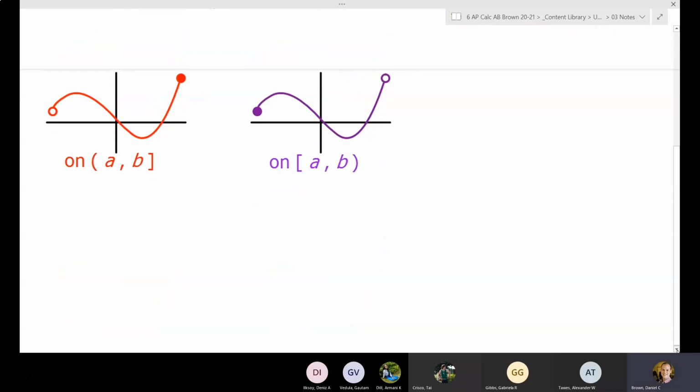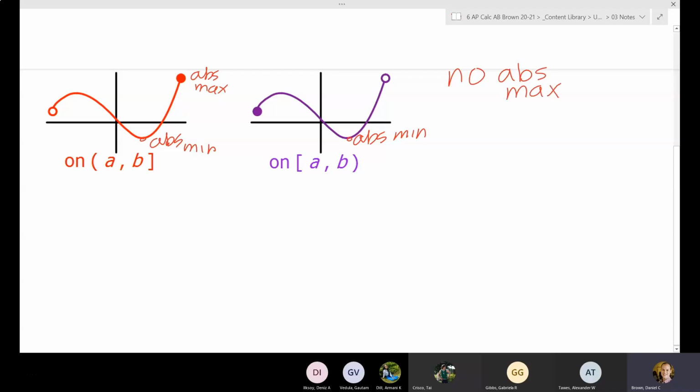This red one has an open circle on the left-hand side, closed on the right-hand side. That first open one doesn't matter. We still have an absolute minimum. This one would have an absolute maximum. The purple one, similar to the green one above it, has an absolute minimum. There is an actual lowest point on the graph. But the highest thing we see is an open circle, so this graph would have no absolute maximum.